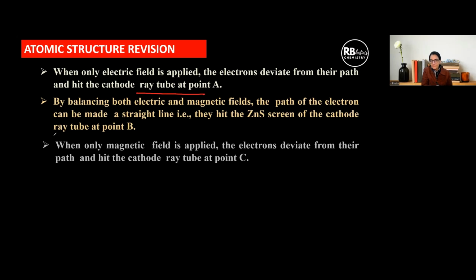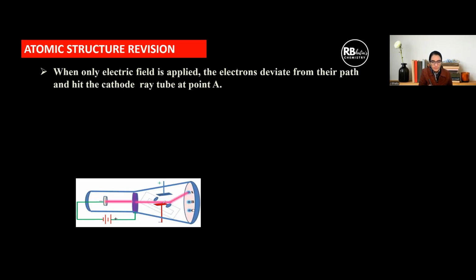When only an electric field is applied, electrons deviate from their path and hit the cathode ray tube at point A, as we've seen in the previous experiment. On balancing both electric and magnetic fields, the path of the electron can be made a straight line. That is, they hit the zinc sulfide screen on the cathode ray tube at point B. And when only a magnetic field is applied, the electrons deviate from their path and hit the cathode ray tube at point C. So this is point A, only the electric field, getting attracted towards the anode. This is point C, only the magnetic field. And when none of the two fields is there or both are balanced, it moves to point B. This is what we are trying to explain here.